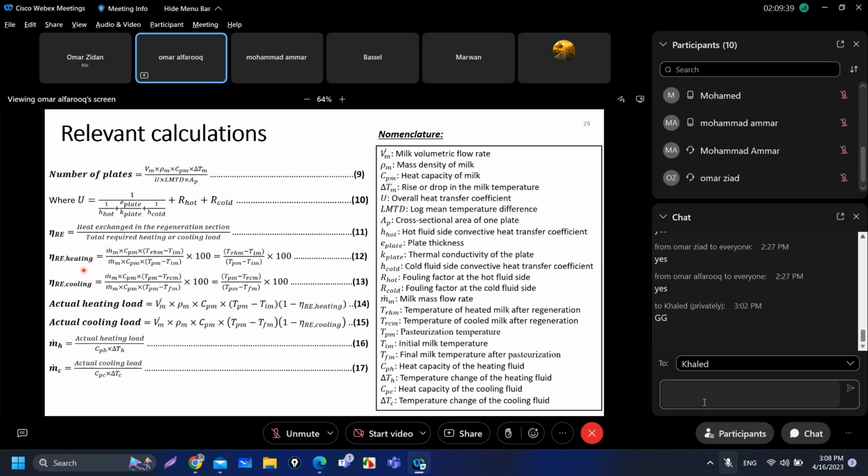And then we can also estimate the regeneration by dividing the heat exchanged in the regeneration section by the total required heating or cooling load. By this, we can reduce the heating and cooling requirements. So the actual heating load is the original heating load multiplied by 1 minus the regeneration efficiency. This also applies to the actual cooling load. Then we divide the actual heating load and cooling load by Cp_H ΔT_H of the hot medium, and Cp_C ΔT_C of the cooling medium, to get the required flow rate of the heating medium and the cooling medium in the pasteurization process.